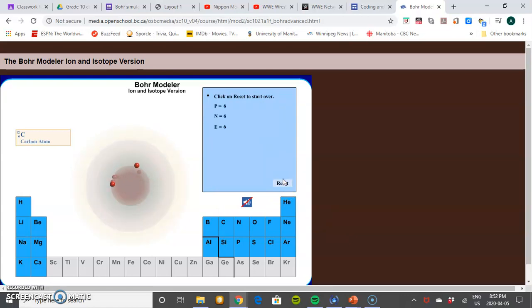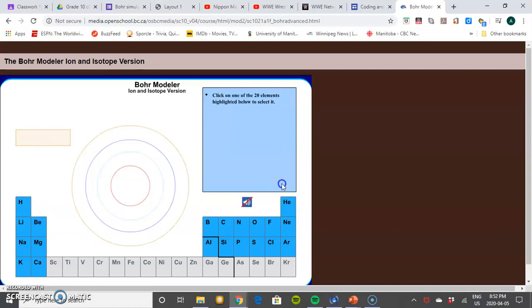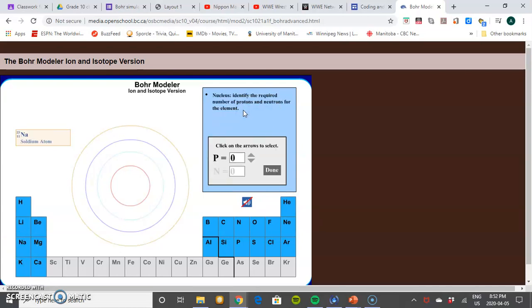All right, so that's it for carbon. That's how you make the Bohr diagram. We're going to go through the other ones. One of them is sodium, which is here in group 1. We're going to make the atom. Sodium's atomic number is 11, so that means it has 11 protons. Its mass number is 23, so to find the number of neutrons, we do 23 minus 11, which gives us 12.